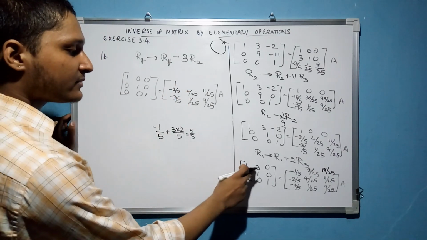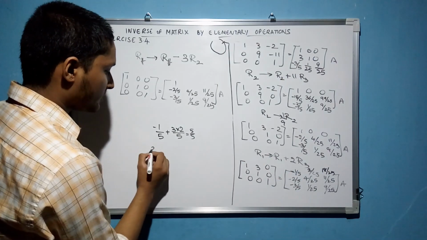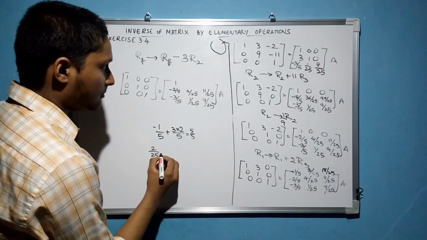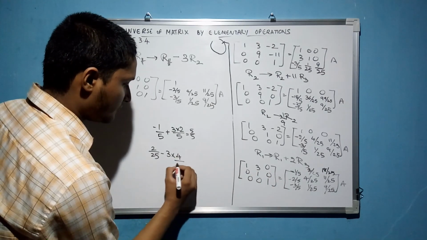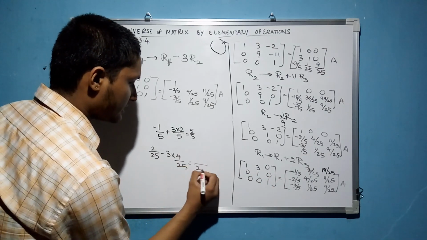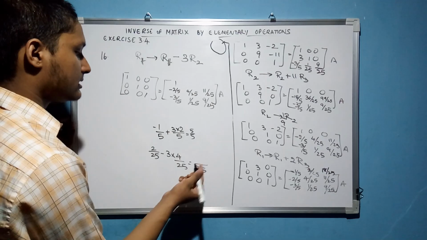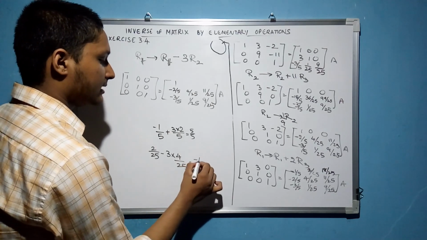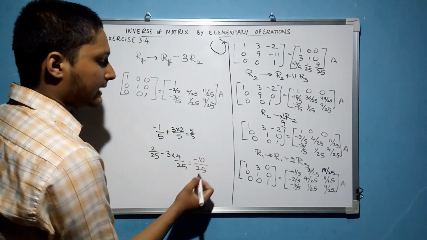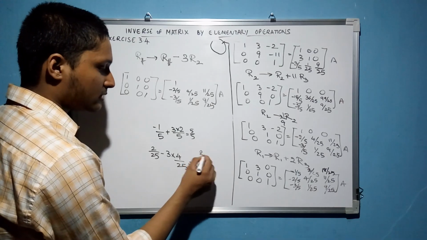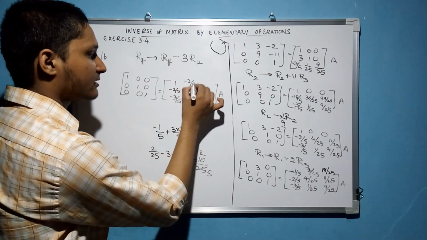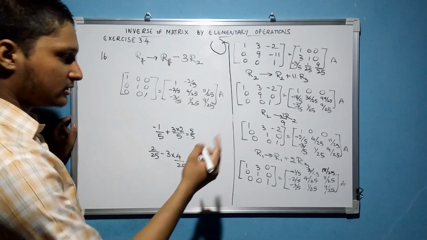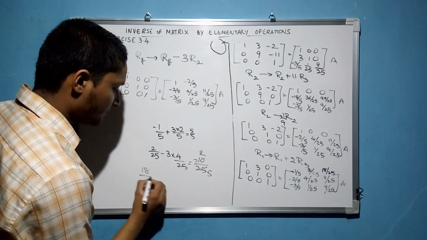So now you have 2 by 25. 2 by 25 minus 3 times 4 by 25. So 25 is here. So now we have 2 minus 12. 2 minus 12 is minus 10. I can divide by 5. So it comes to be 2 by 5, minus 2 by 5. Then you have one more number, that is 18 by 25.